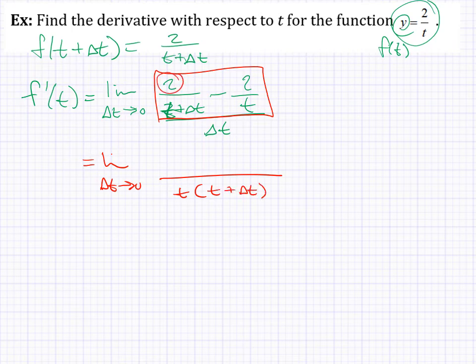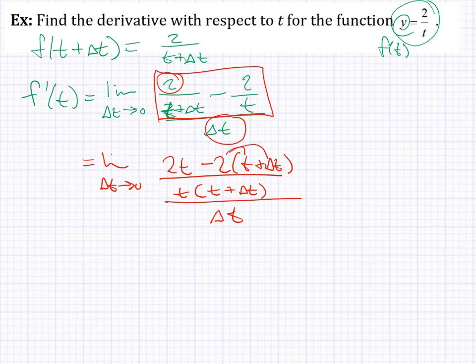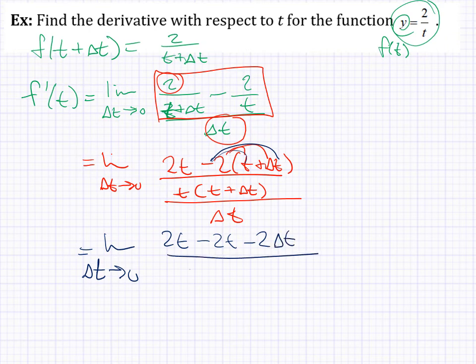So I have to multiply this numerator by an extra t, and I have to multiply this other numerator by an extra t plus delta t. And I still have the whole thing over delta t. Then I'll distribute here and here, and you're going to see that some simplification happens. So I have the limit as delta t goes to 0 of 2t minus 2t minus 2 delta t, all over t times t plus delta t.